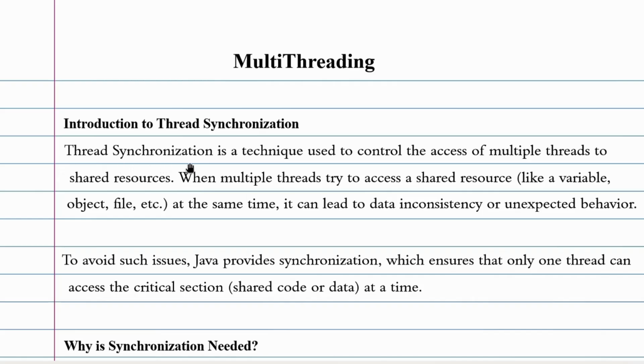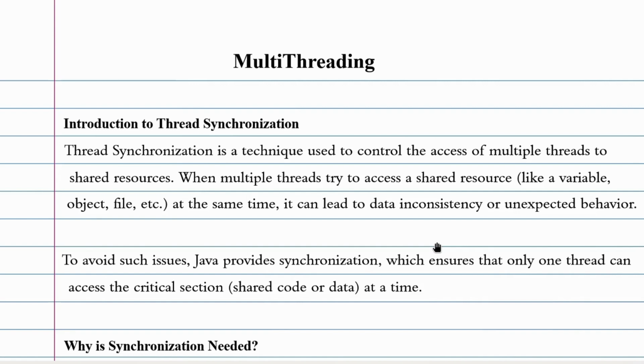Thread synchronization is a technique used to control the access of multiple threads to a shared resource. When multiple threads are trying to access a shared resource like a variable, object, or a file at the same time, it can lead to data inconsistency or unexpected behavior. So, thread synchronization is basically used to control the threads.